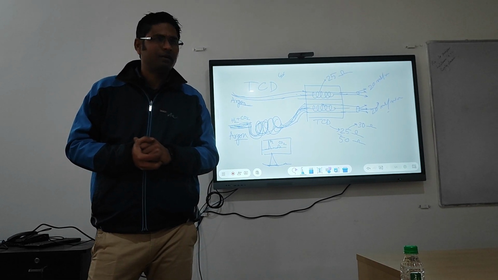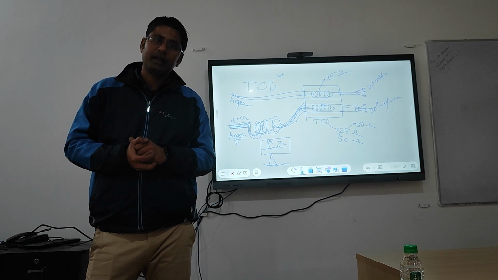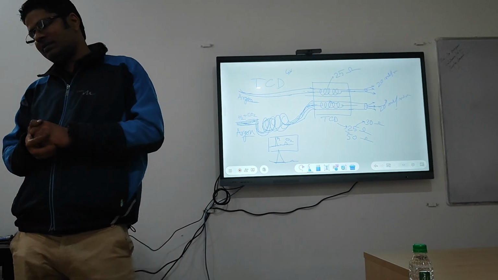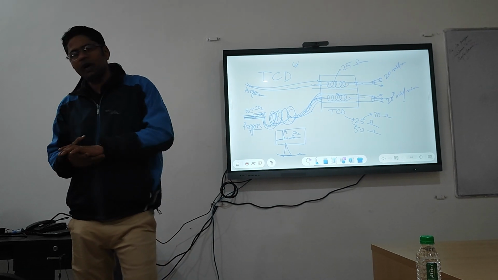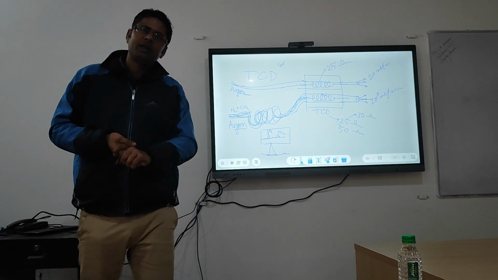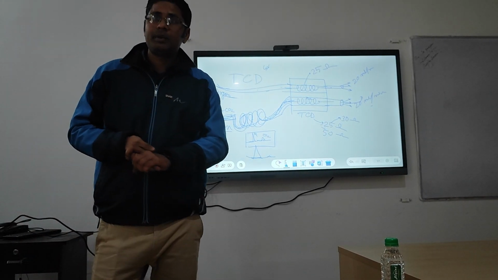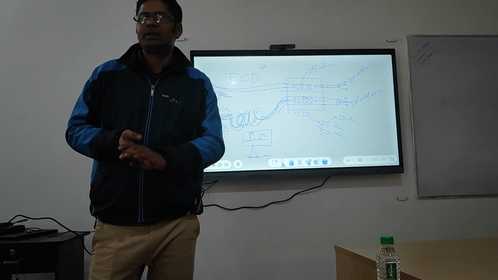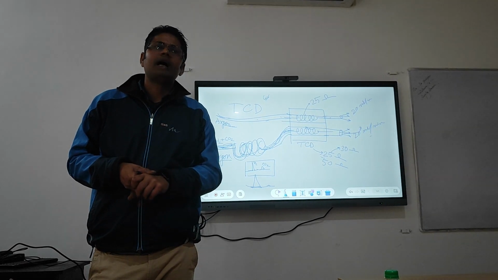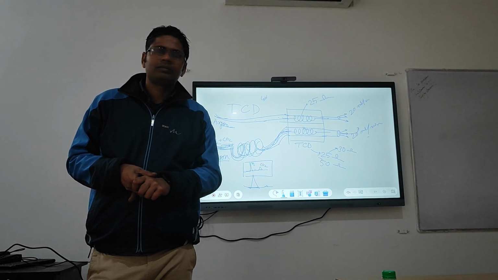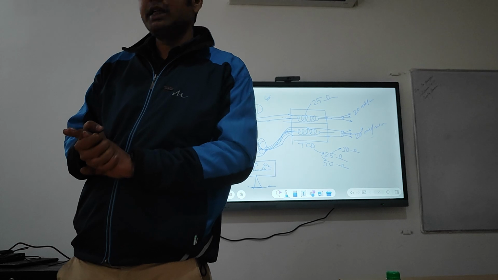In FID, it's a different way. But in TCD, we are working on the difference of thermal conductivity, and there is very little difference, so you will get a small peak. That's why if you are using TCD, your sample should be at percentage level, even 0.5% is okay, but not at very low ppm level. 10 ppm or 20 ppm it cannot detect. So when our sample is not a hydrocarbon and cannot be detected in FID, then we will use TCD.